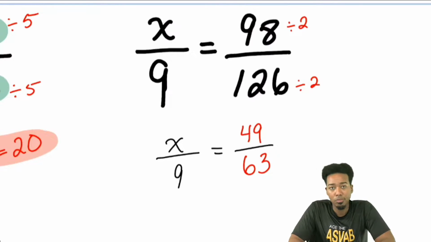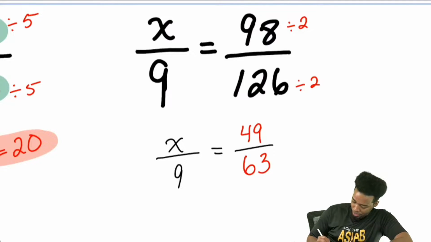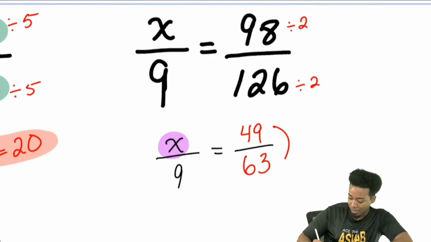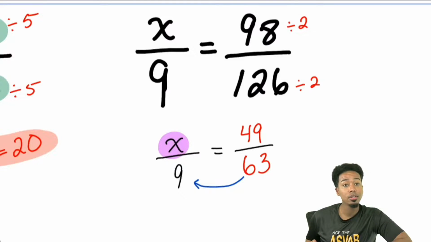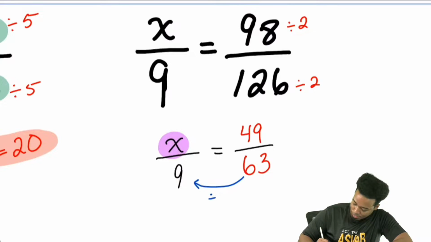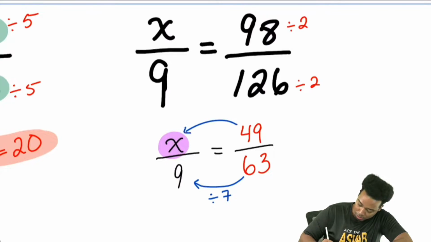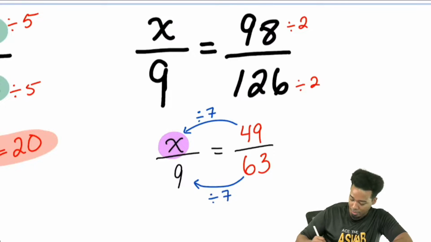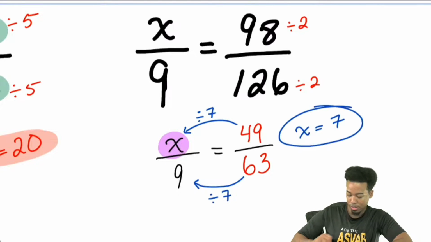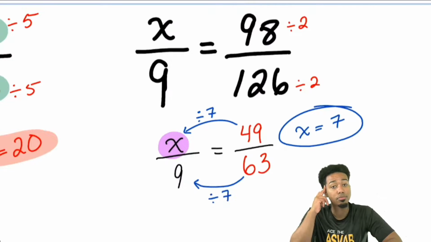Now you may be thinking, Coach, 49 and 63 are still massive numbers. Yeah, but guess what we just unlocked right here? If we're trying to get to x, again, we can go left to right or top to bottom. Obviously, top to bottom isn't going to work out very well for us. But if I notice over here, left to right, 63 can get to 9. How do I go from 63 to 9? Divide by 7. And so if I do the same thing up top, divide by 7, 49 divided by 7, that's 7. And there we go.